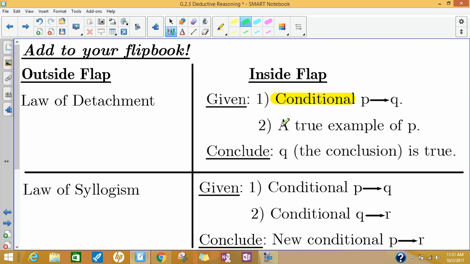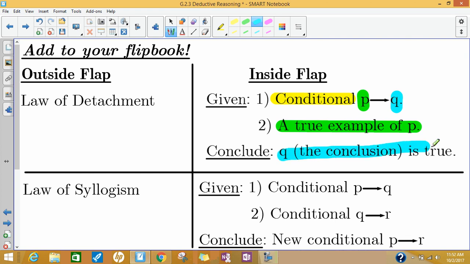And then you're also given an example, a true example of P, the hypothesis, the beginning of that if-then statement. So if you're given the combination of an if P then Q, and then you're given a true example of P, the hypothesis of that conditional statement, then you can draw this conclusion about the conclusion of the if-then. And just like it's been throughout this unit, this is going to make far more sense when we do an example, but it's important to get this into your book.